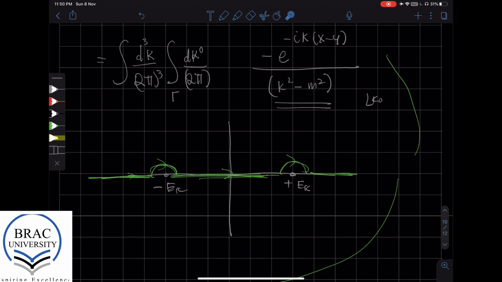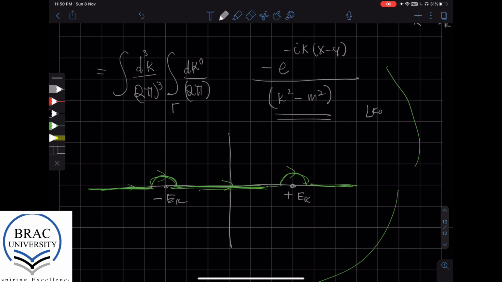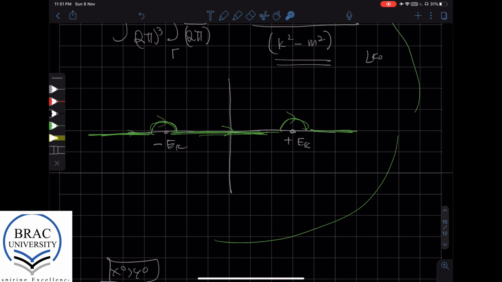And so we see that we'll have two choices. One is when x0 is greater than y0. When x0 is greater than y0, what we can see is that if you look at the imaginary part of k, it's only when the imaginary part of k is negative that the integral will vanish on this part of the contour in the limit where the radius of this semicircle goes to infinity.